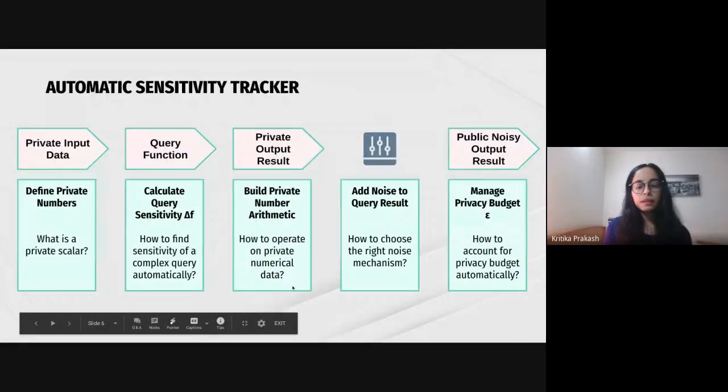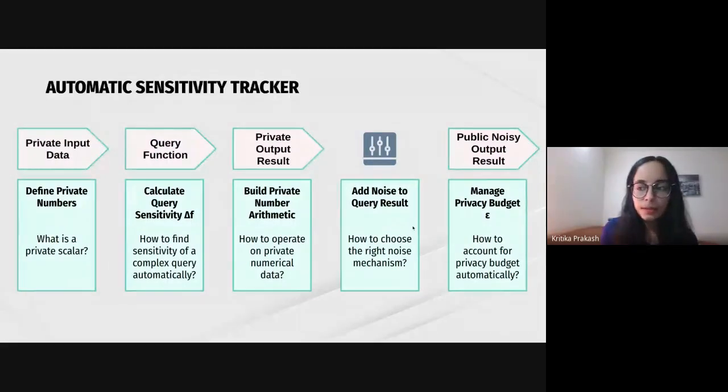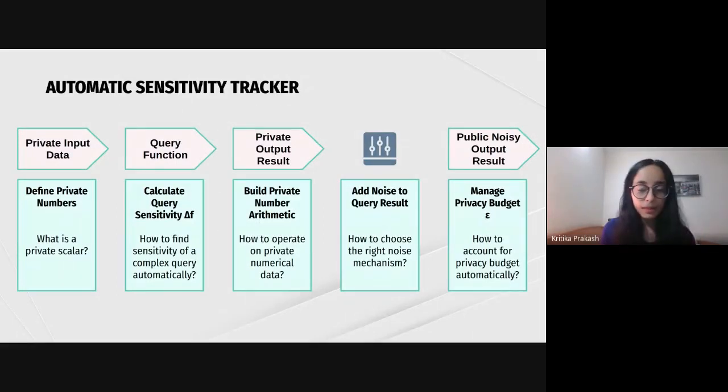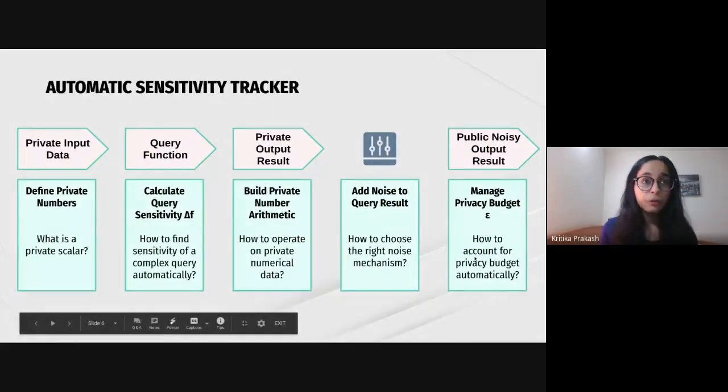And the next step is, when you have to add noise to the data, how do you choose the right noise mechanism from the options that you have, or any other trade-offs that you need to make to finally get a result which is noisy, privacy preserving, and can be released publicly? And how do you do this with as small an epsilon privacy budget as possible? And how do you account for and optimize the privacy budget of any pipeline automatically?